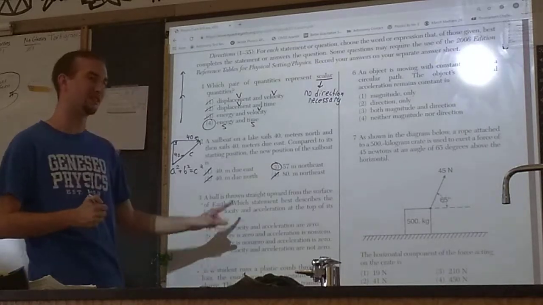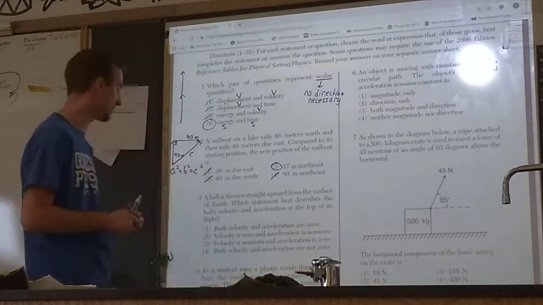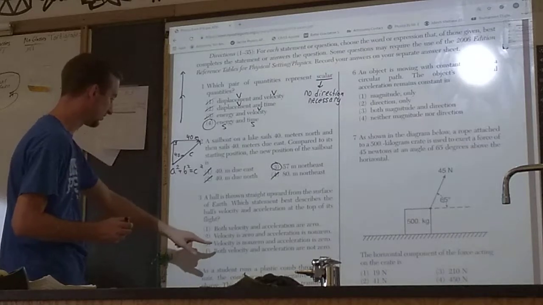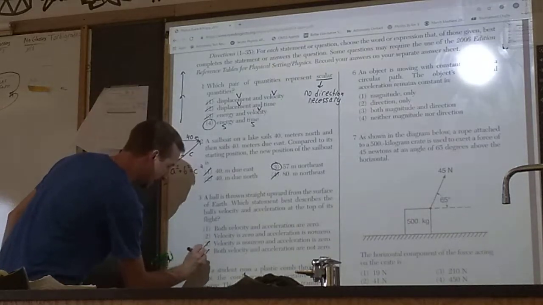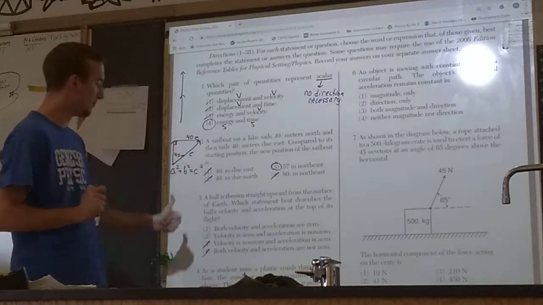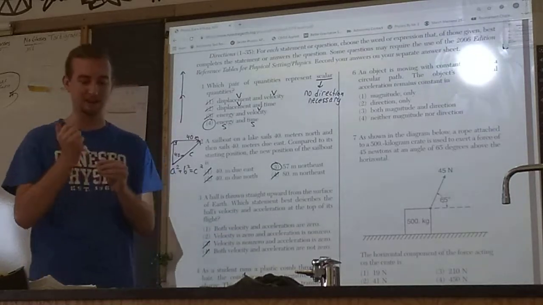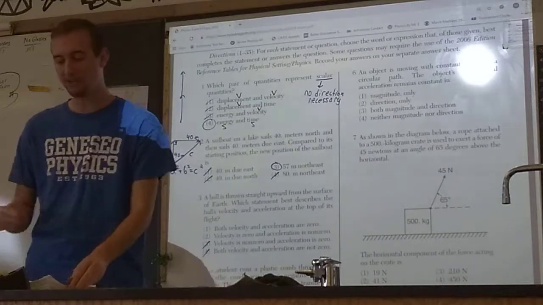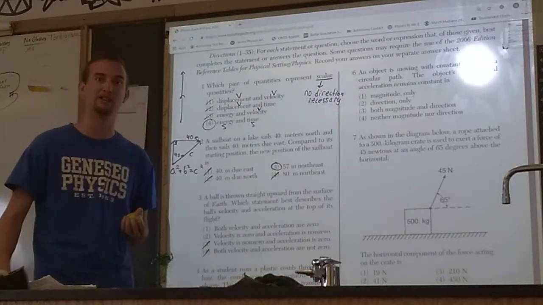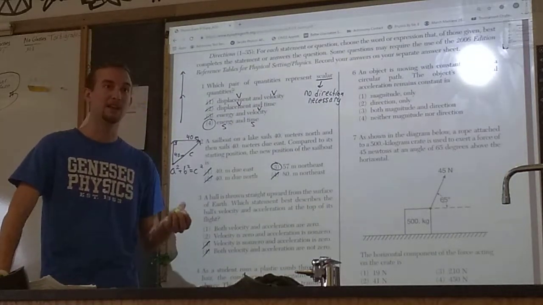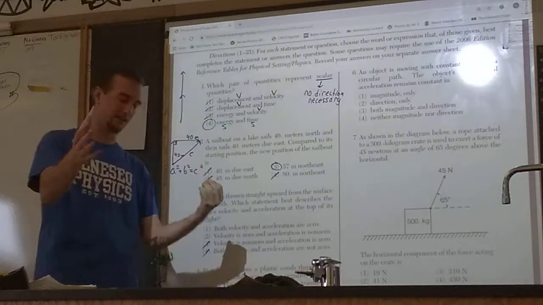So anything that says the velocity is non-zero cannot be correct. That would be 3 and 4. These are not correct, leaving us 1 and 2. Either both velocity and acceleration are 0, or velocity is 0 and acceleration is non-zero. This is where you need to have a good idea and definition of what acceleration is.